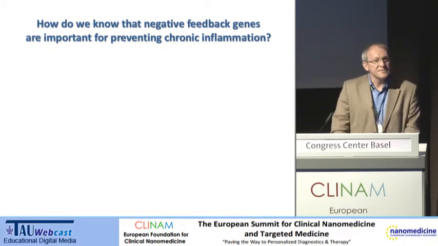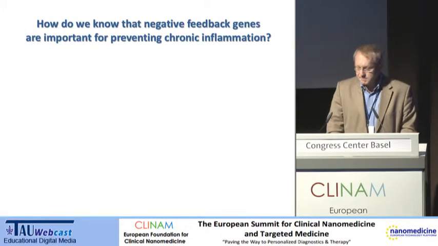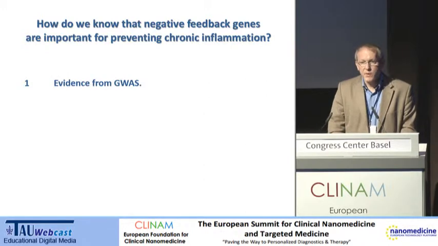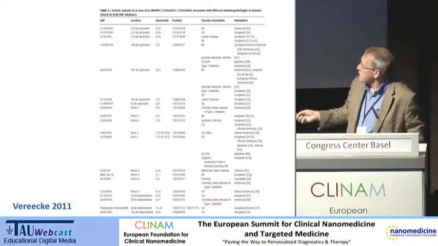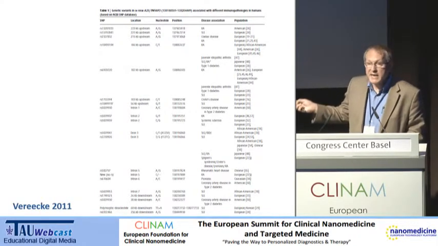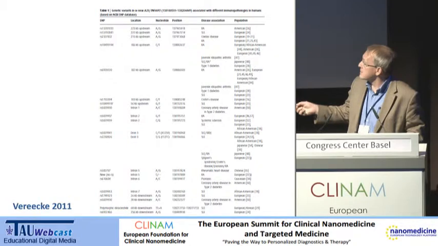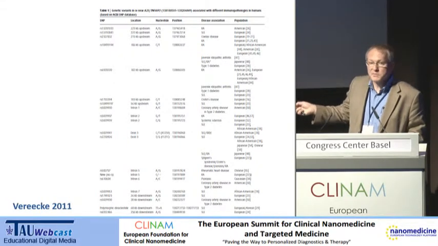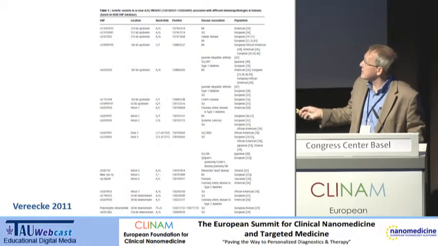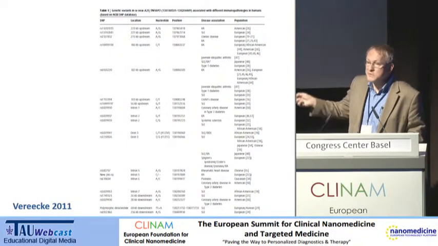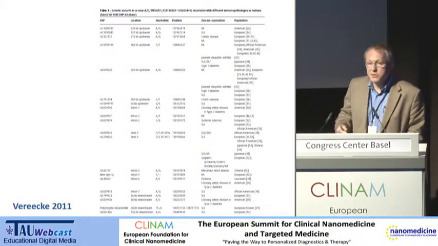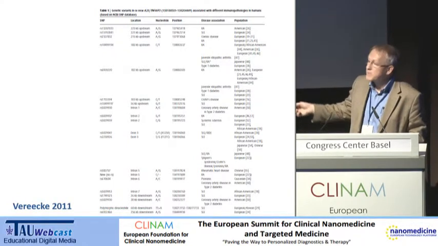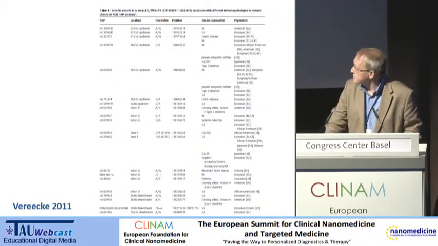So how do we know that these feedback mechanisms are so important? There are several different lines of evidence. The first comes from genome-wide association studies, and this is just one example. This may not project too well, but this is a study on TNF-AIP3. This is the feedback gene that's partly responsible for switching off NF-kappa B signaling. And polymorphisms within the locus for TNF-AIP3 are found to predispose to very many chronic inflammatory diseases and autoimmune conditions.